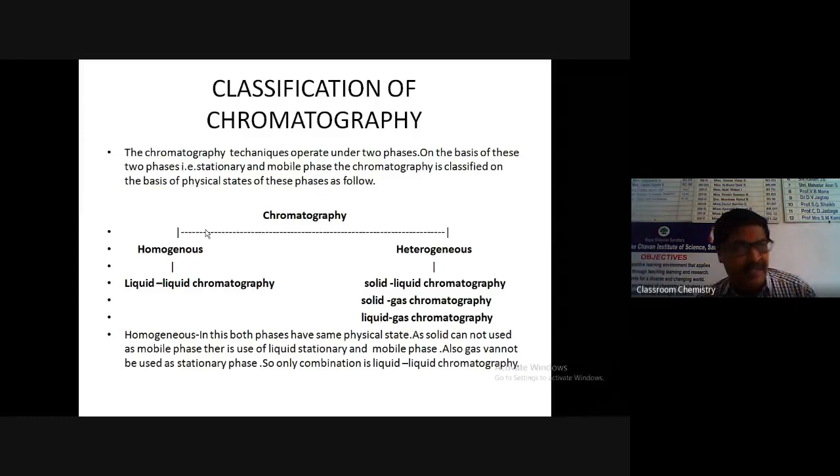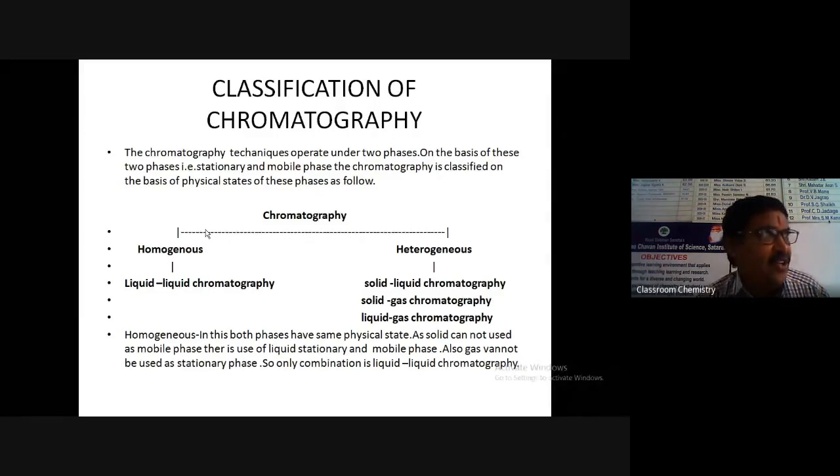Then the second point is classification of the chromatography.